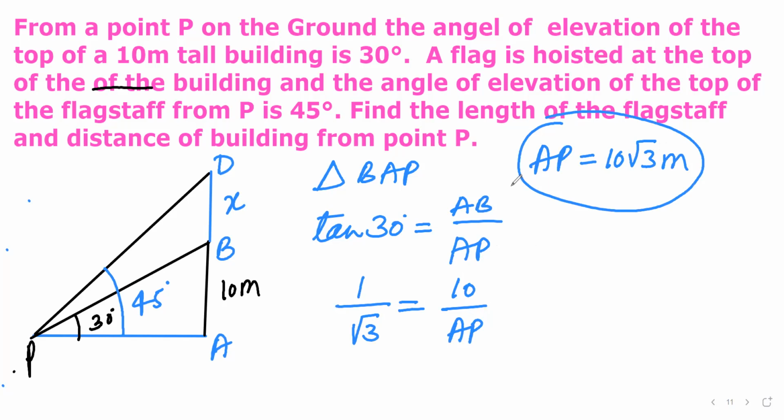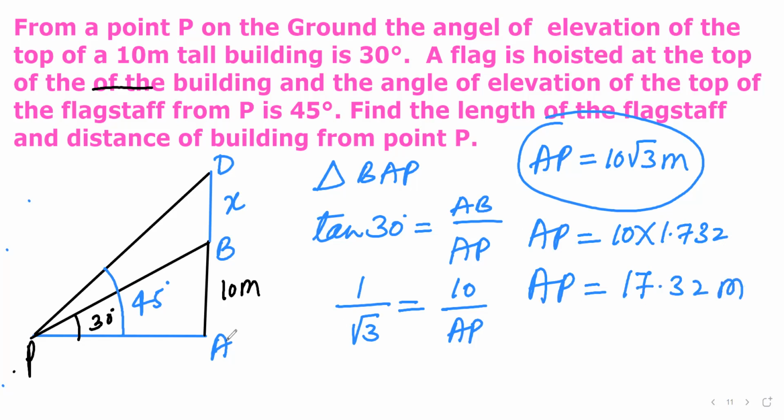All right. So then distance from P to A is, so this PA or AP equals 17.32 meters. Now another triangle is there. So we got it from here to here is what? 17.32 meters. Now another bigger triangle is what? DAP.